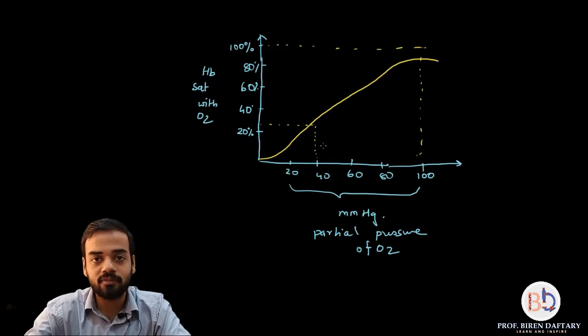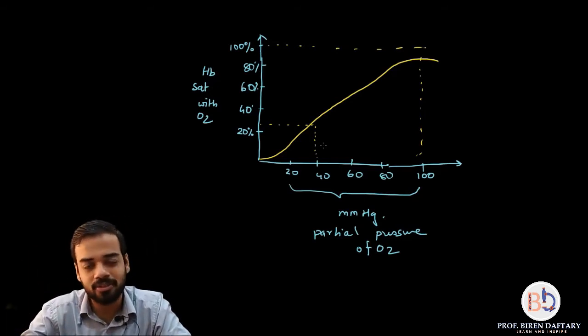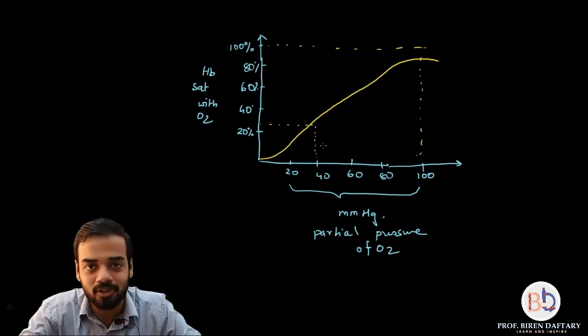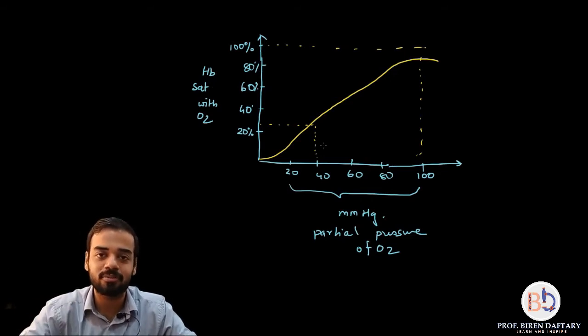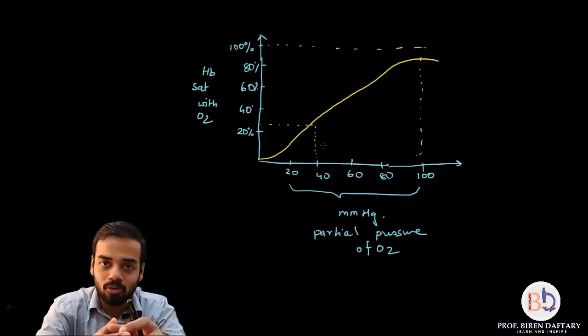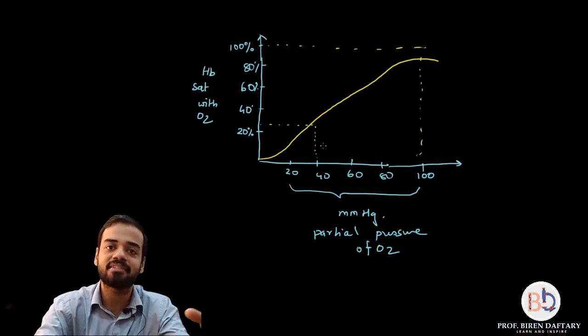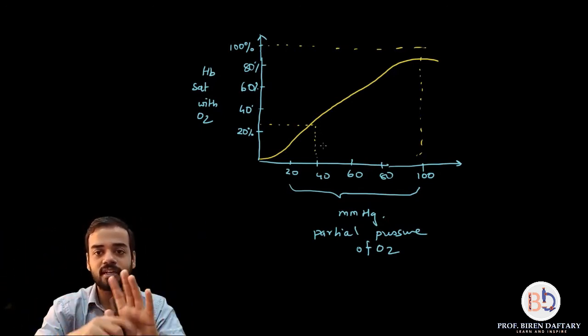So what do you understand from this graph? The more the partial pressure of oxygen, the more will be hemoglobin saturation with oxygen; the less the partial pressure, the less will be the saturation. Common sense, okay? Because more partial pressure means more concentration of oxygen is present. Less partial pressure means less concentration of oxygen is present. If concentration of oxygen is more, obviously it will bind easily to hemoglobin, more oxygen will bind. If concentration of oxygen is less, less oxygen will bind to hemoglobin. So I hope this graph is very clear.